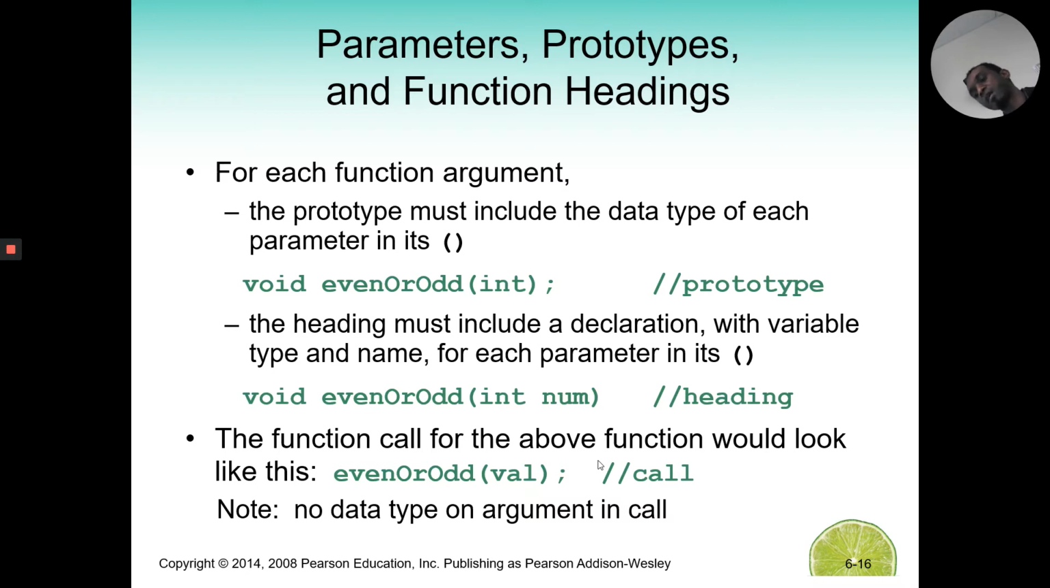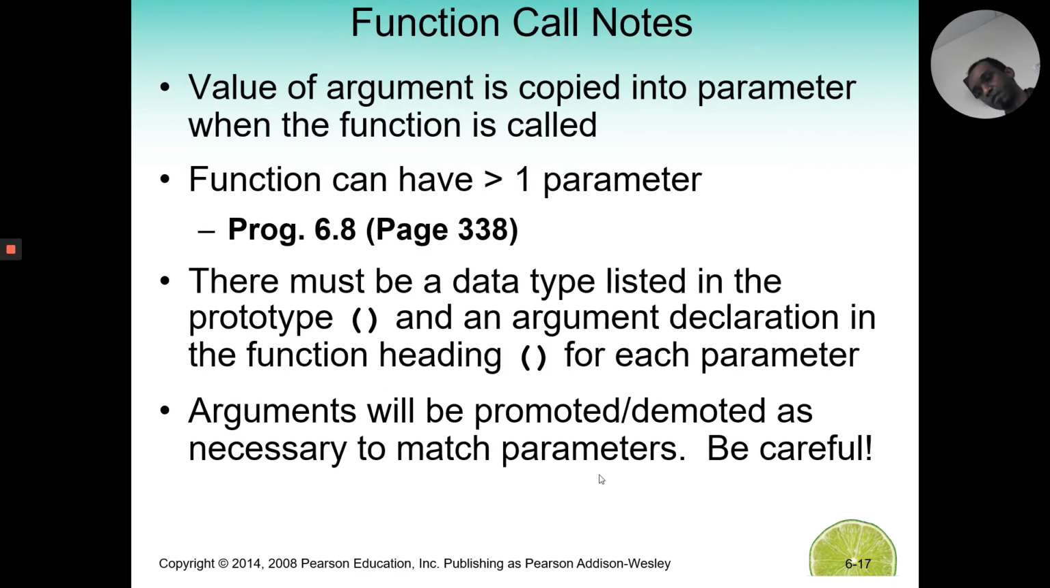For each function parameter, the prototype must include the data type of each parameter in its list. The heading must include the declaration with the variable type and name for each parameter in its parentheses. So the function call for the above function would look like this. Note the argument in the call. The value of the argument is copied into the parameter when the function is called.